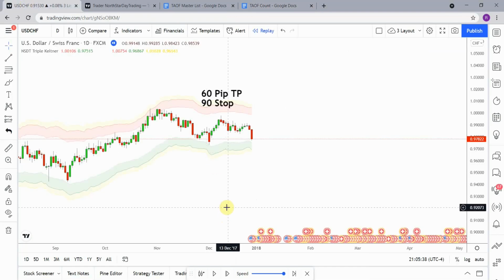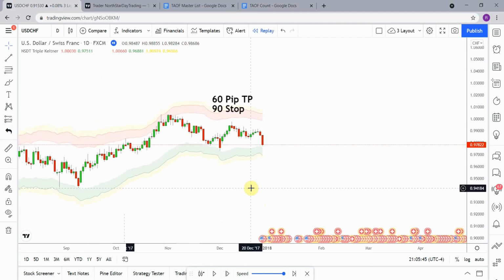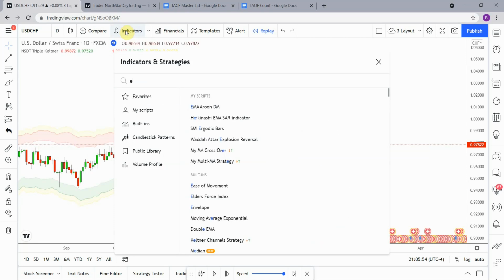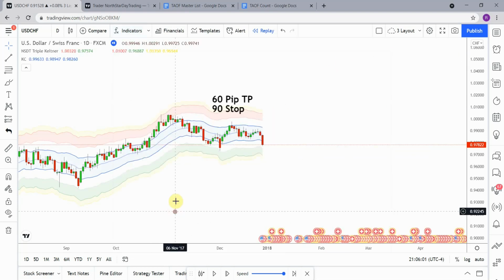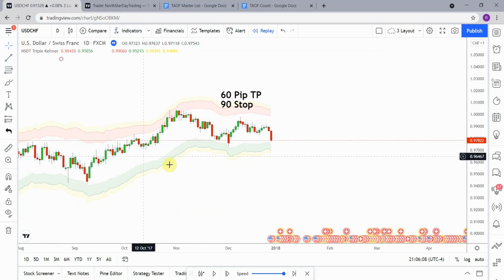Alright, so today's indicator is the triple Keltner channel indicator, and you can see it here on screen. This is drastically different than your standard Keltner channel. If we pull up just your standard Keltner channel, that's what it looks like right there. So you can see that there is quite a bit of a difference between this indicator and the standard one.